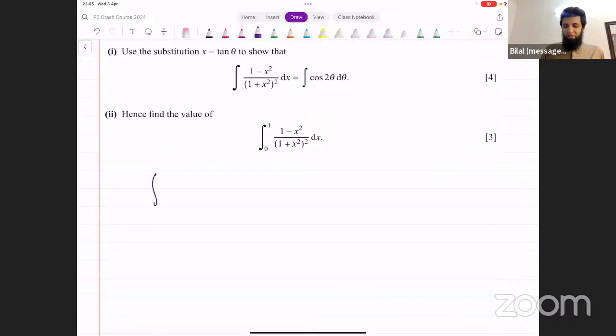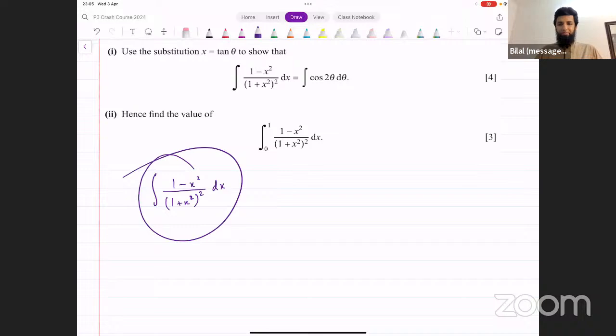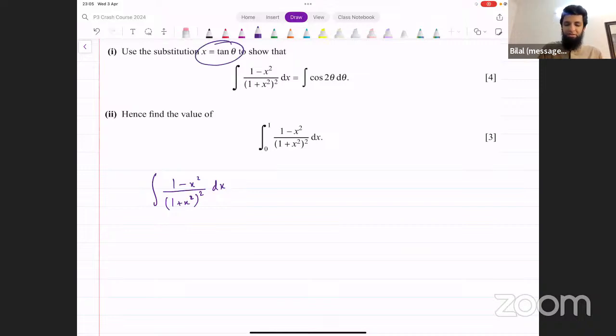So what's the integral that we are starting with? 1 minus x squared divided by 1 plus x squared whole squared. And this is to be integrated with respect to x. Now, if you look at this integral, this is something that we do not really know how to integrate directly. It does not fall into any of those standard forms that we have discussed. It follows none of those rules. That is why they have given us this substitution that can help us integrate this function. Now, what's the substitution given? The substitution given is x equals tan theta, right? This is the substitution that they've given us.